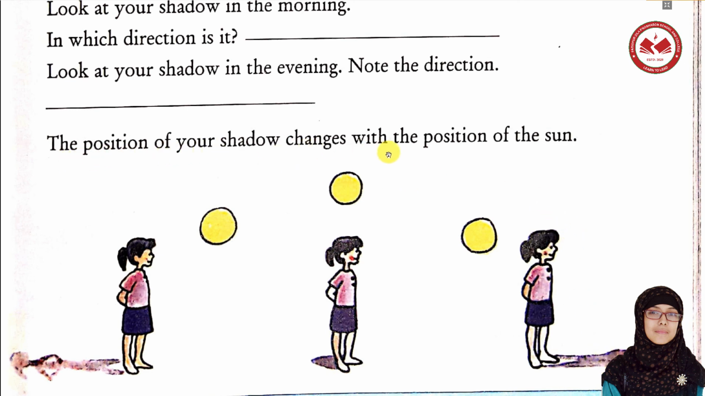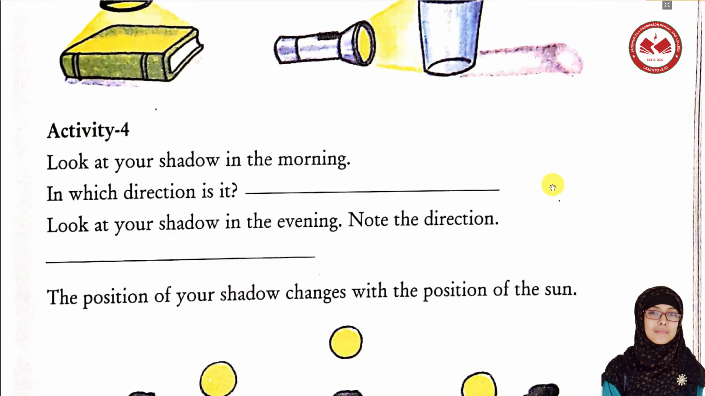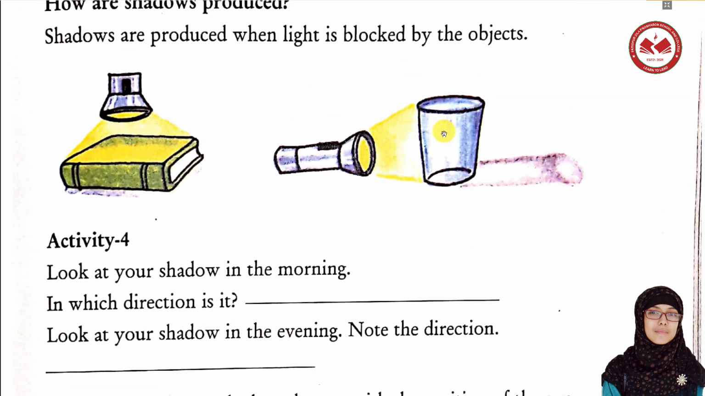The position of your shadow changes with the position of the sun. Now this is an important point that the position of your shadow also changes with the position of the sun. Every time the position of the sun changes, the position of your shadow also changes in the same way, right? So now we have learned that shadows are produced because whenever there is light in front of any object, the opposite direction of the object gets even darker, and that's where our shadows are produced.